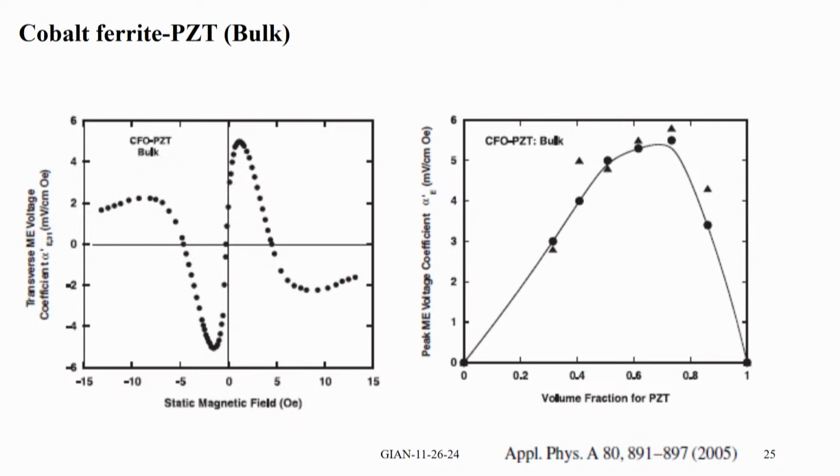These are similar data for cobalt zinc ferrites, and you see an initial increase followed by a change in sign. It's because of the way the magnetostriction changes with the bias field.